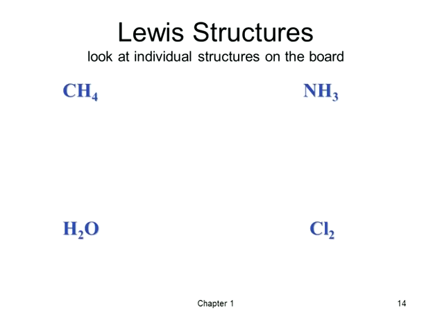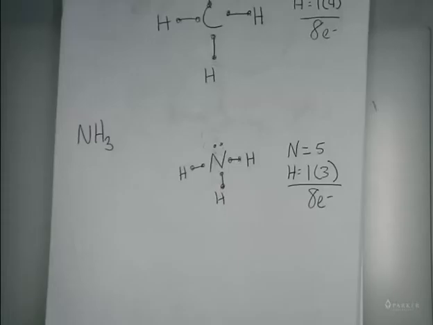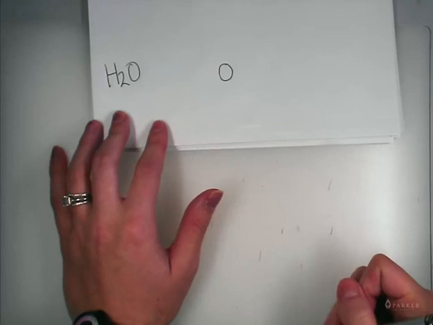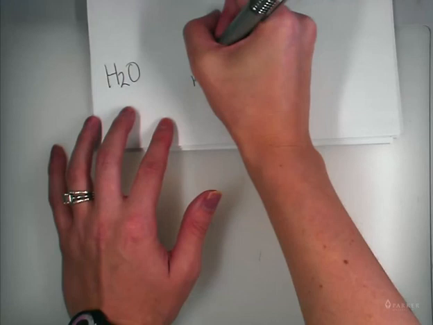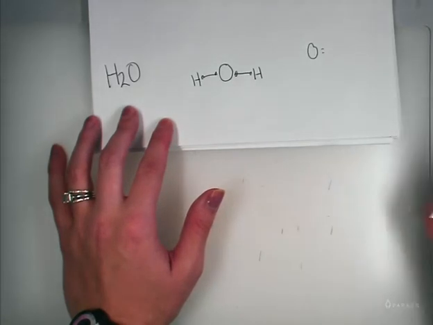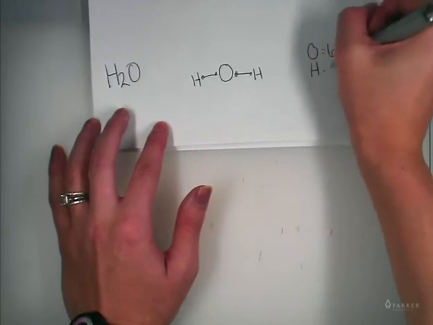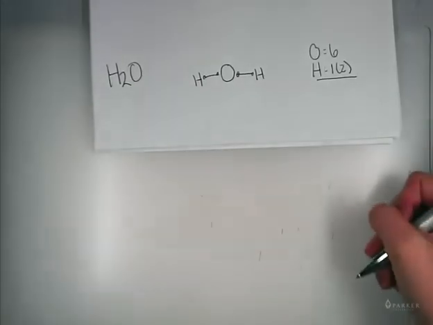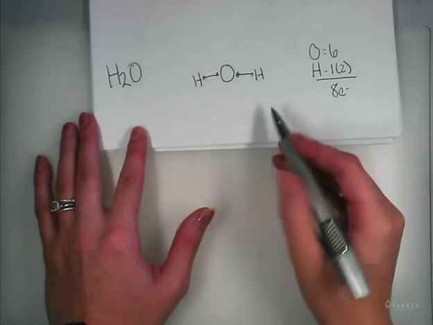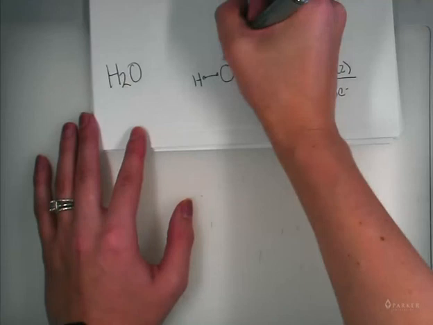All right, so let's do some more practice problems. Let's look at water. What would be the central atom here? Oxygen. And what would it be connected to? Two hydrogens. So we've used 1, 2, 3, 4. Oxygen has how many valence? 6. And then hydrogen, 1 times 2, so a total of 8. So then we've used 4, so how many more do we need? 4, so what will that look like? 2 lone pairs on oxygen.